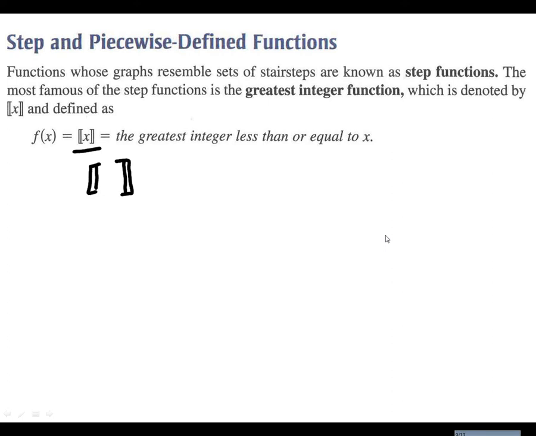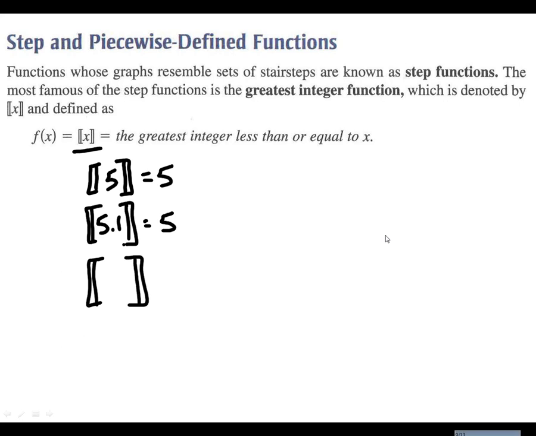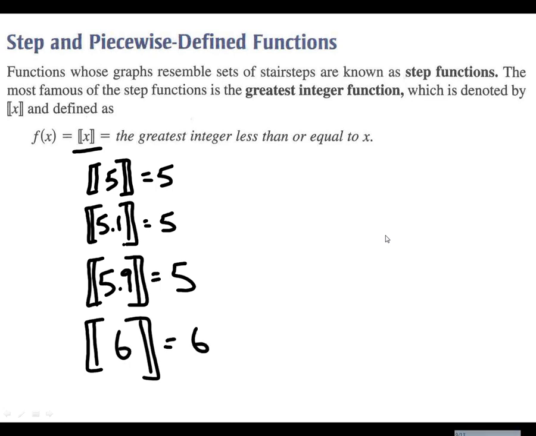okay, the step function of 5 is just 5. The step function of 5.1, still 5. All right, 5.9, still 5. But as soon as we jump up to 6, then it's back to 6. Okay, so it's just rounding. So when we graph it, okay, it looks like this.